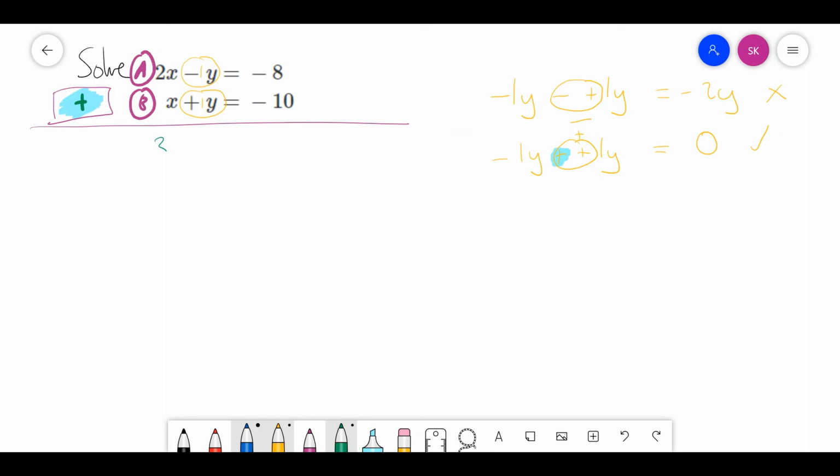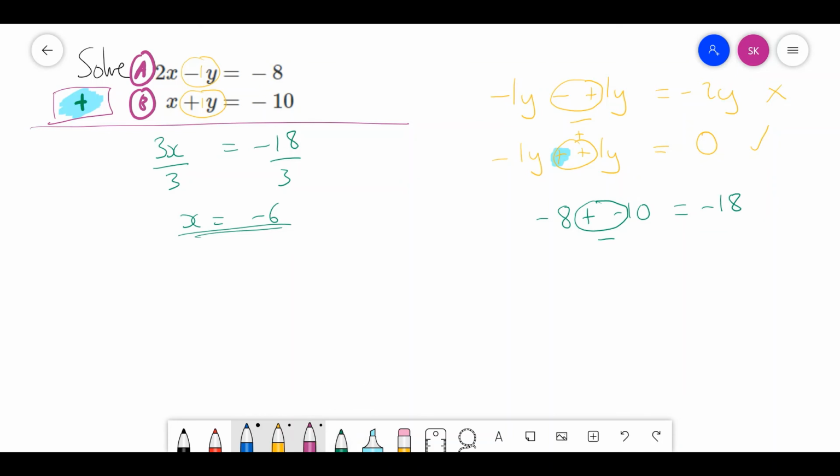2x plus x is 3x. Negative 8 plus negative 10. If you're not sure about these, write them out nicely. I'll do it over here. Negative 8 plus negative 10, because we've got this, this, and this, equals, I'm starting at negative 8, I'm going down by 10, I end up at negative 18. So I get there. Eliminate the times 3 by dividing by 3 on both sides, and I get x equals negative 6. So that's my solution for x.